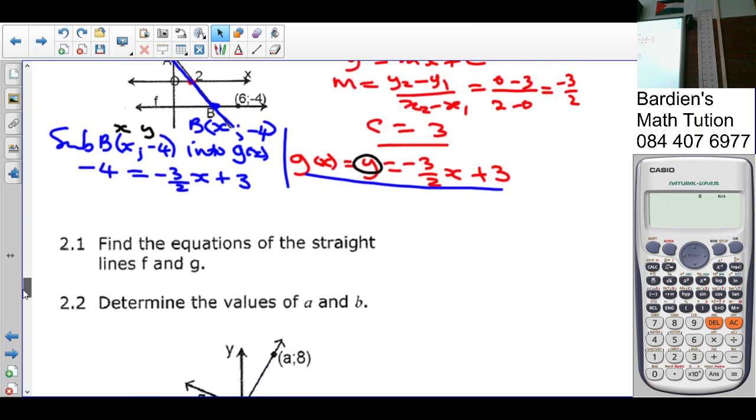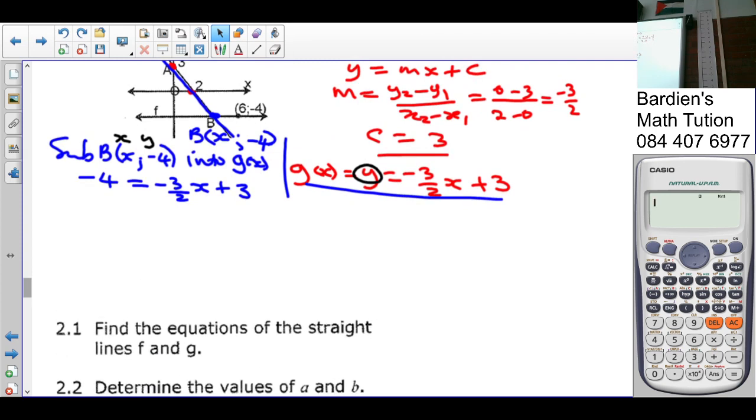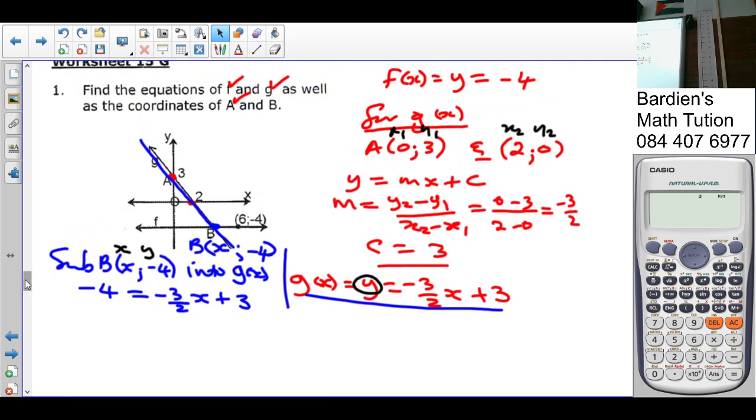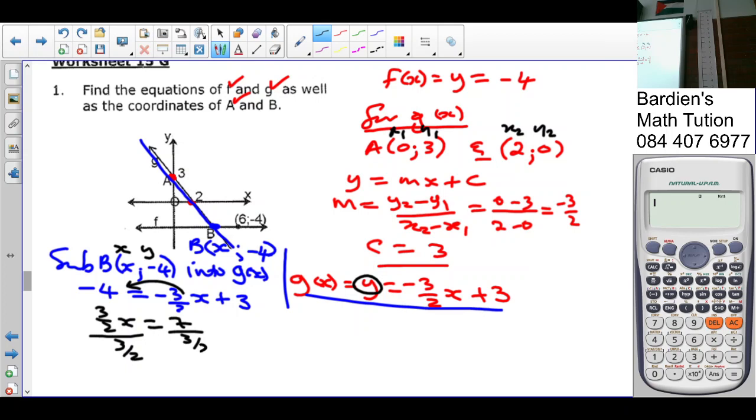Firstly, before we calculate x, we know that the x value is going to be positive. Can you see that? So we take this over the equal sign. It becomes negative 4. I'm going to take the 3, and it will become 3 over 2x equals 3 plus 4. What's 3 plus 4? 7. It looks like you guys will pass. So you're going to divide by 3 over 2 both sides.